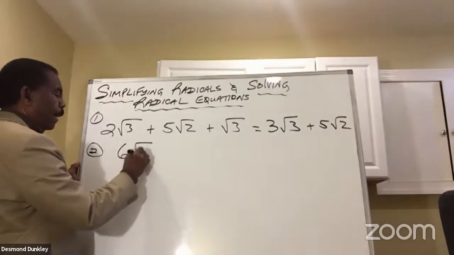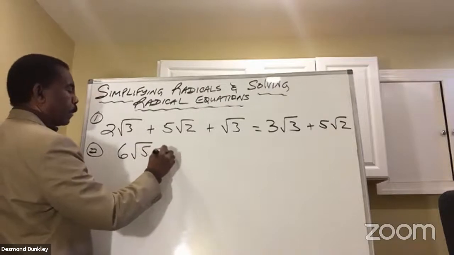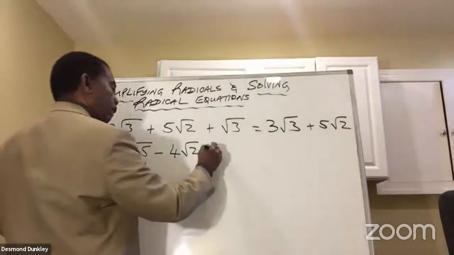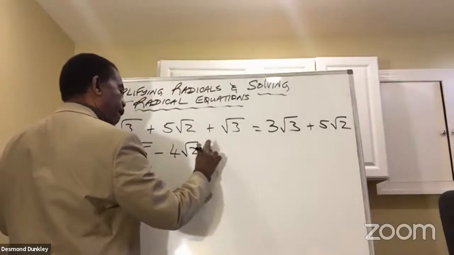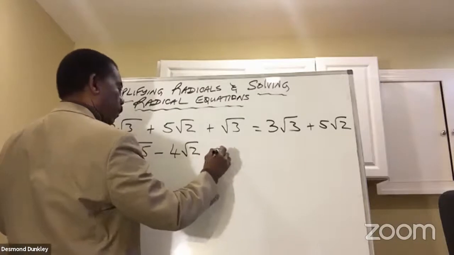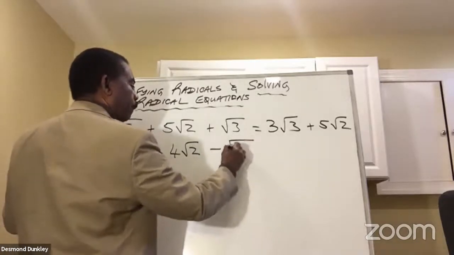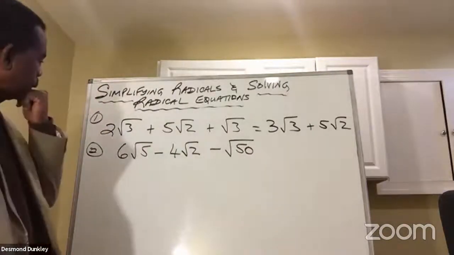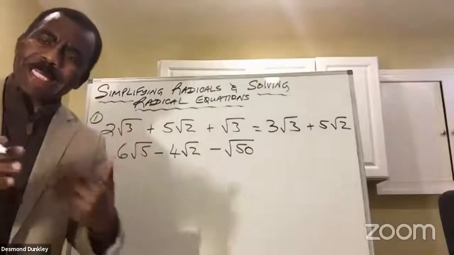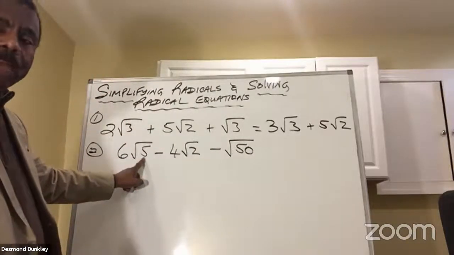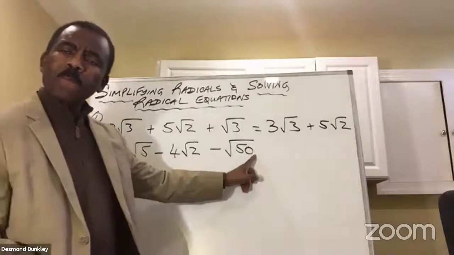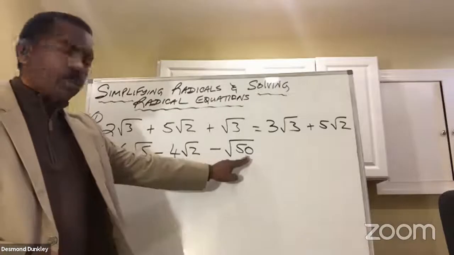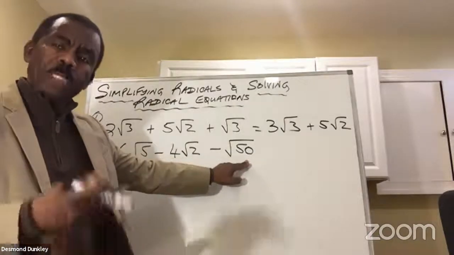6 root 5 minus 4 root 2 minus square root of 50. What is that equal to? Well, when you look at it initially, this is root 5, this is root 2, this is root 50. They all look different. However, root 50 seems like it could be reduced.